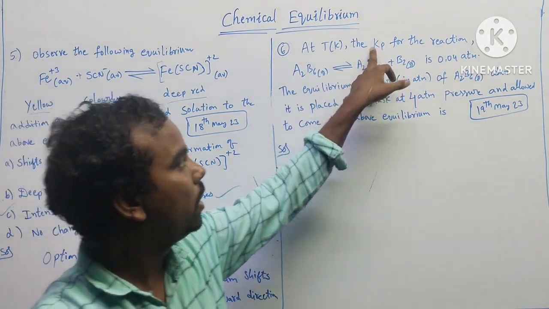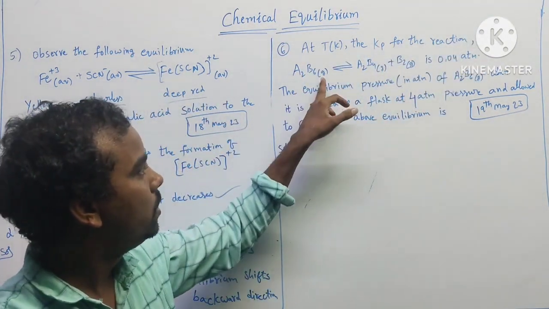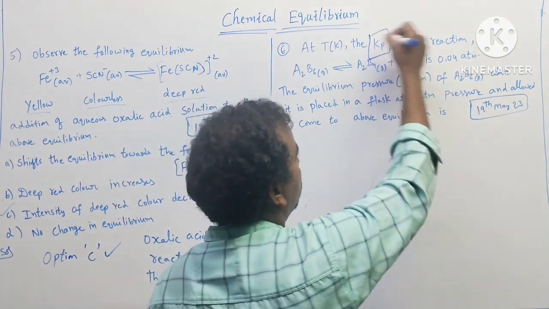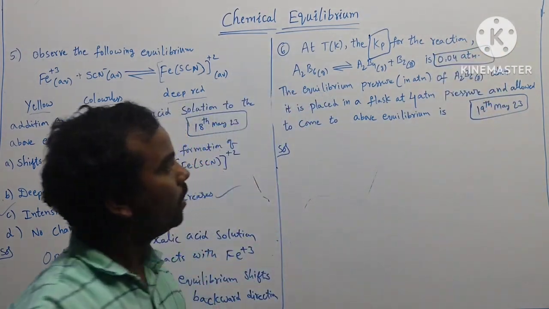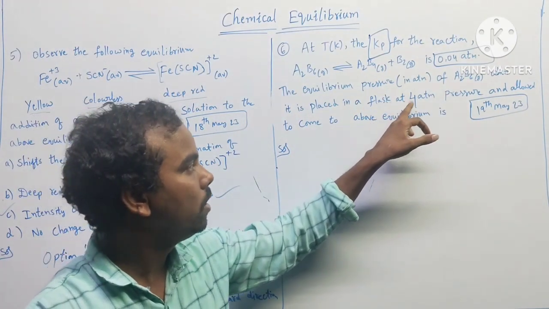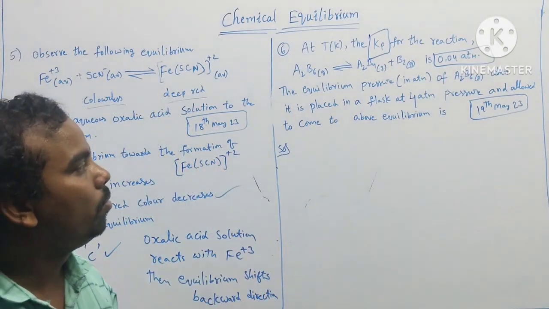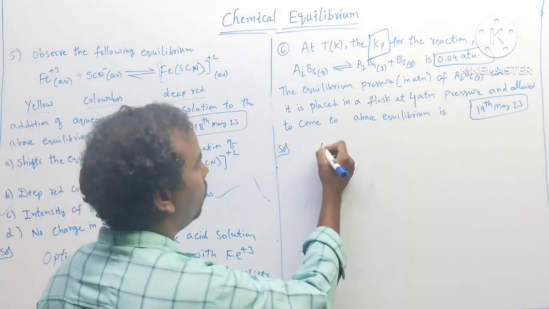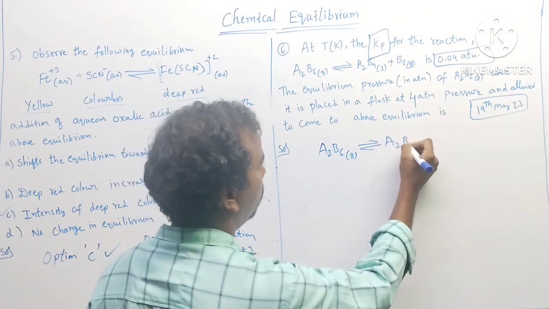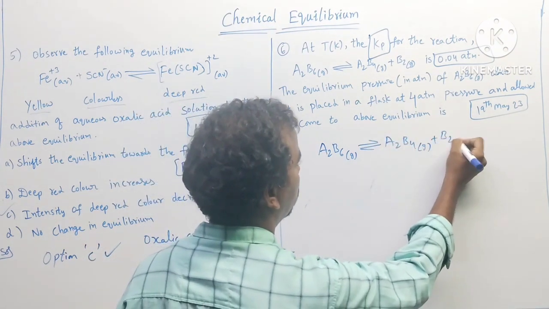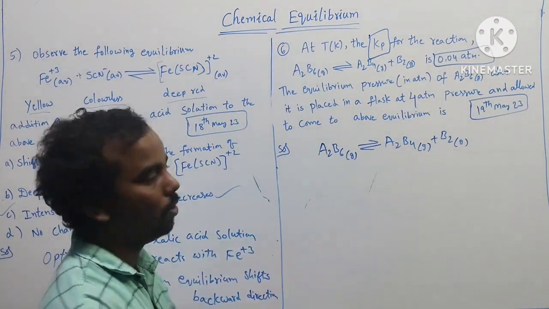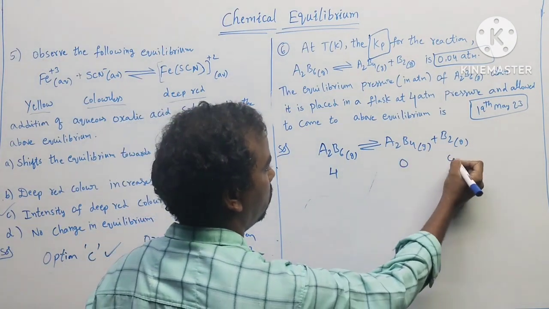At T kelvins, the Kp for the reaction A₂B₆ in equilibrium with A₂B₄ plus B₂ is 0.04 atmospheres. The equilibrium pressure of A₂B₆ when it is placed in a flask at 4 atmospheric pressure and allowed to come to equilibrium is? So first, the given reaction is A₂B₆ in equilibrium with A₂B₄ plus B₂ gas. Initially in the flask at 4 atmospheric pressure: 4, 0, 0.